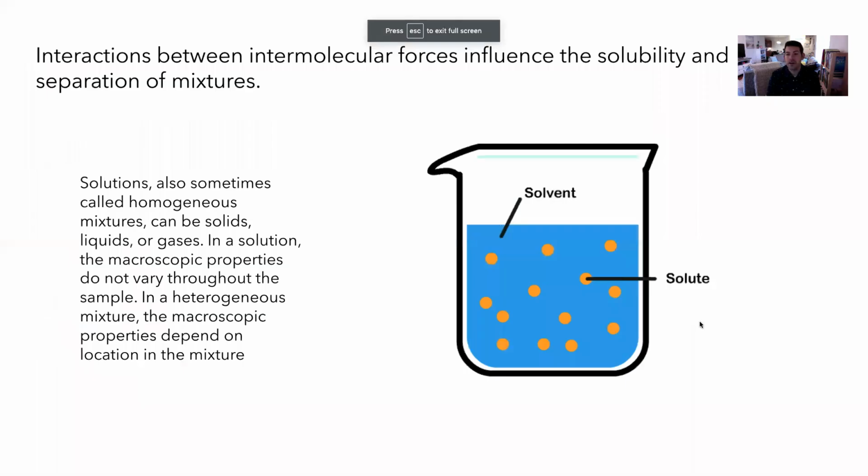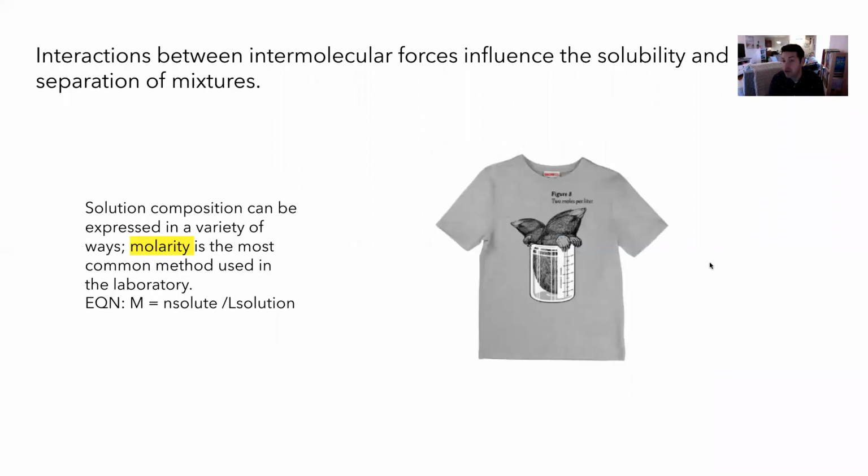So solutions should be a pretty simple topic. Interactions between intermolecular forces influence the solubility and separation of mixtures. Again, our iconic view of a solution: we have the solvent, typically water but not always, and the solute dispersed around it. The AP curriculum really wants to distinguish that when we talk about solutions, these are homogeneous mixtures. Something like a heterogeneous mixture would have large particulates.